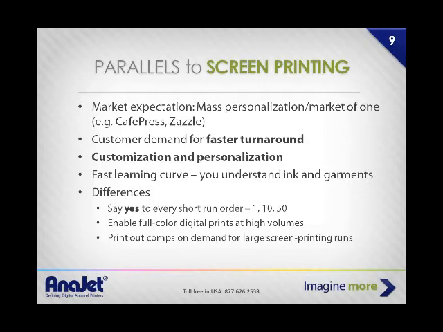The differences will be: say yes to every short run. 1, 10, 50 shirts, no problem. Enable full-color digital prints at high volumes, without question. If you have a guy and he wants 500 shirts, are you going to run from that order? With a digital garment printer, you don't have to. With our mPower series, the MP5 and MP10, you could do that job no problem.